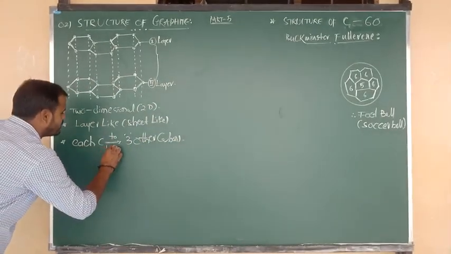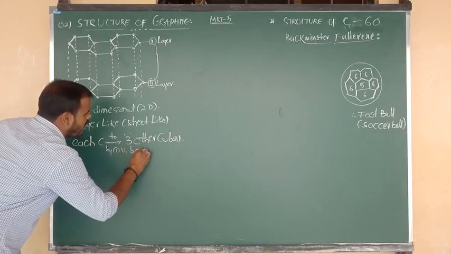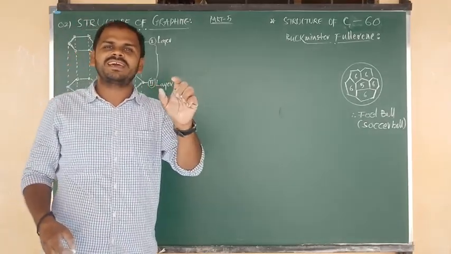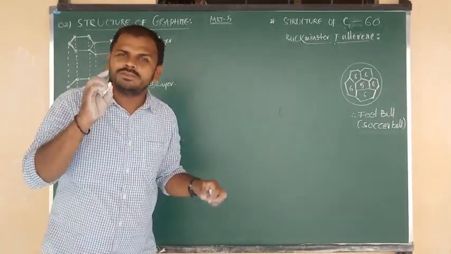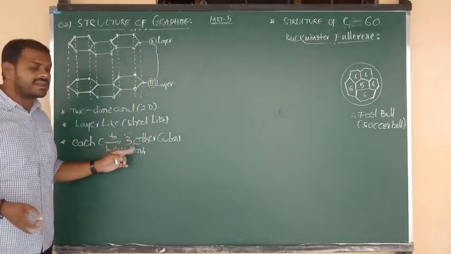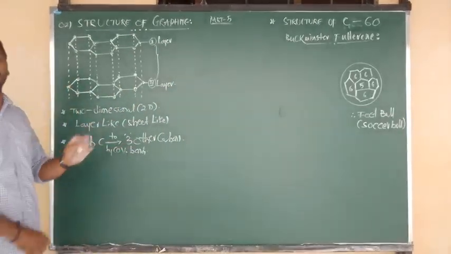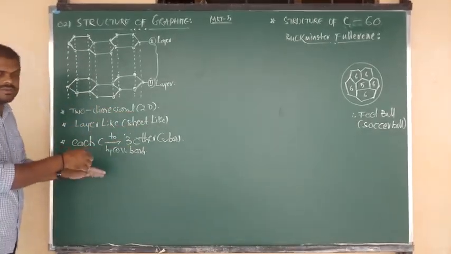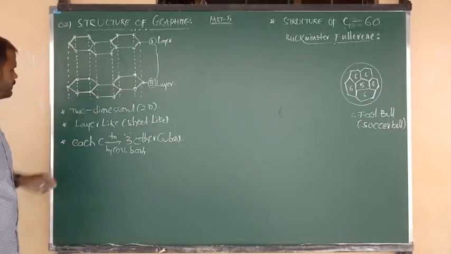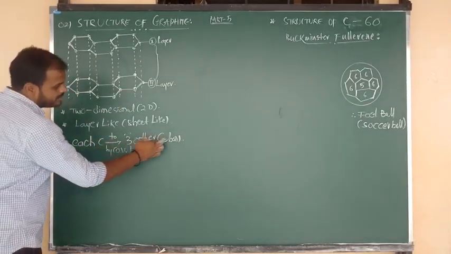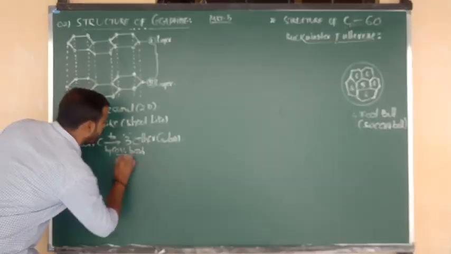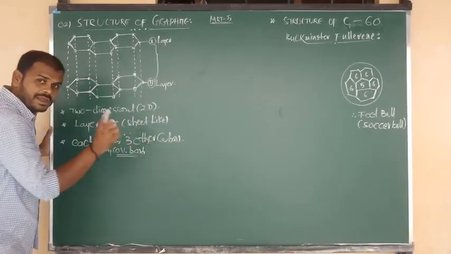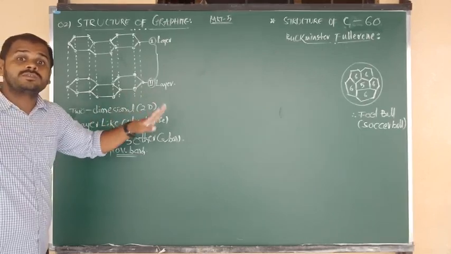By using what bonds? By using covalent bonds. The same point in diamond we have also studied: each carbon is connected to surrounding four carbons by using covalent bonds. Here, each carbon is connected to surrounding three carbons, again by using covalent bonds. Now, everything I have taught you up to now I am going to show you in the diagram. Each carbon is connected to surrounding three other carbons by covalent bonds. What is meant by covalent bond? The symbol is a line.